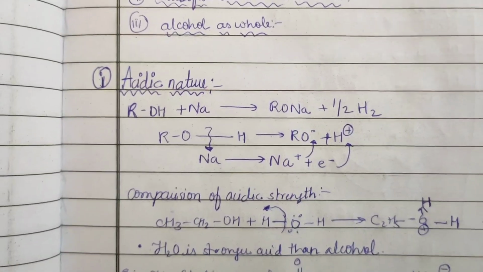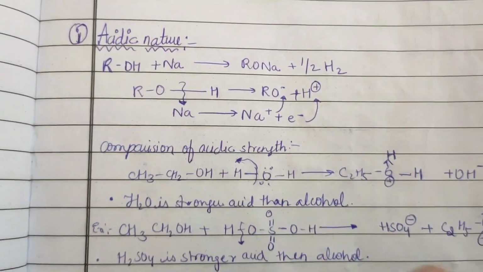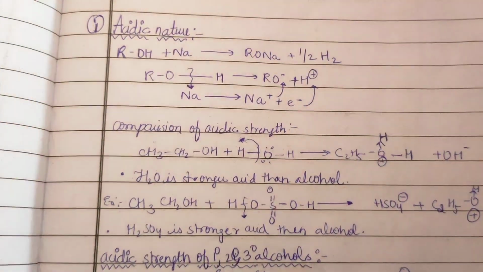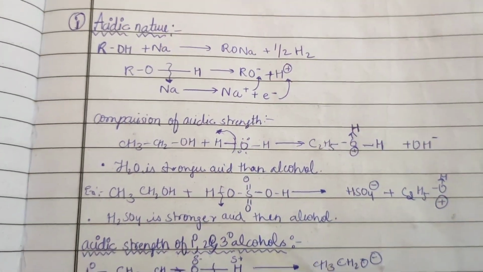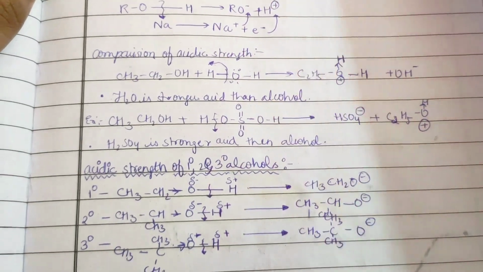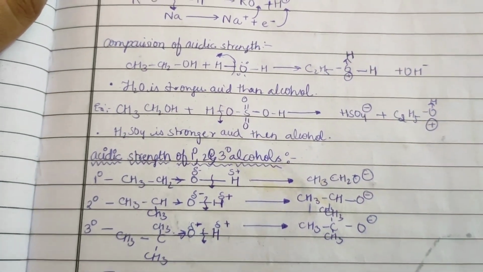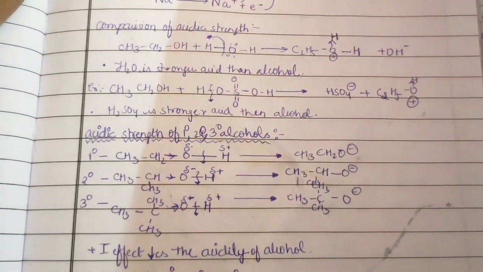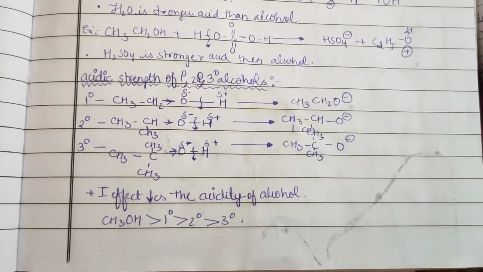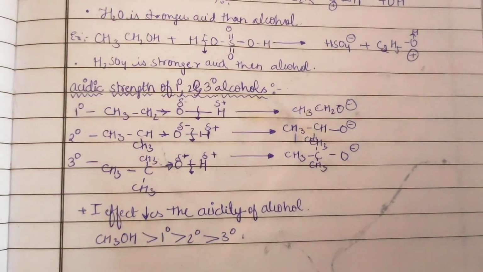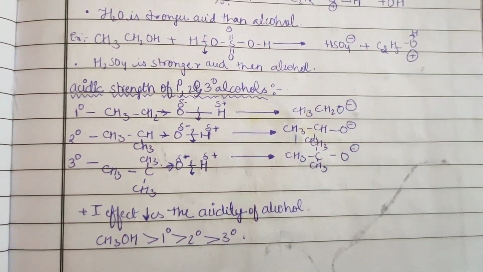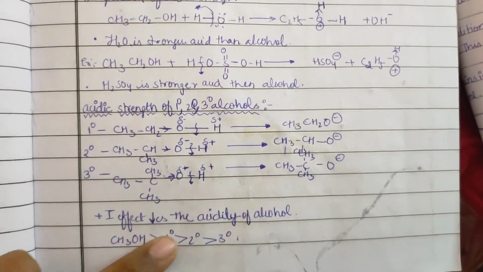Here the comparison of acidic strength: H2O is stronger than alcohol. Then acidic strength in primary, secondary and tertiary alcohol. Here you can see if the plus I effect decreases, the acidity of alcohol increases. As you can see, CH3OH is greater than primary, greater than secondary, greater than tertiary.